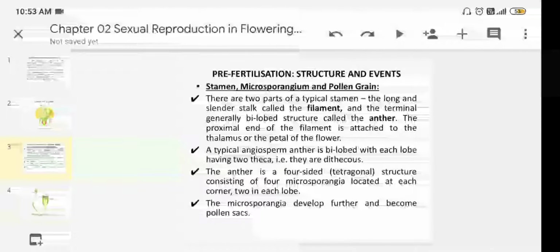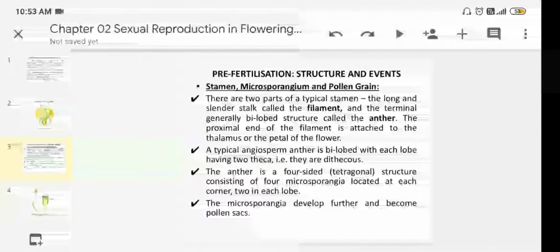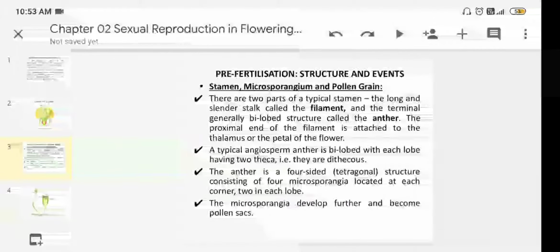There are two parts of the typical stamen: the long and slender stalk called the filament, by which it is attached to the thalamus, and the terminal, generally bilobed structure called the anther, which is of varied shape. You might have noticed in different flowers the anthers are of different shapes and sizes.